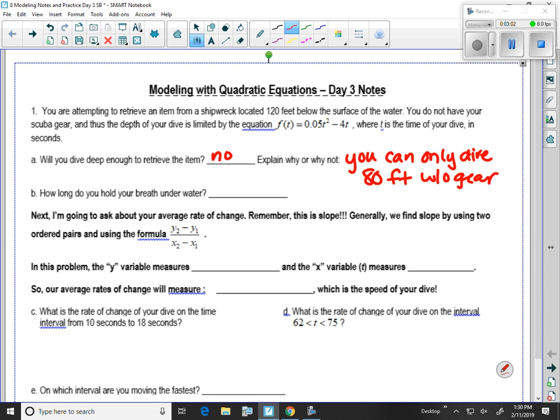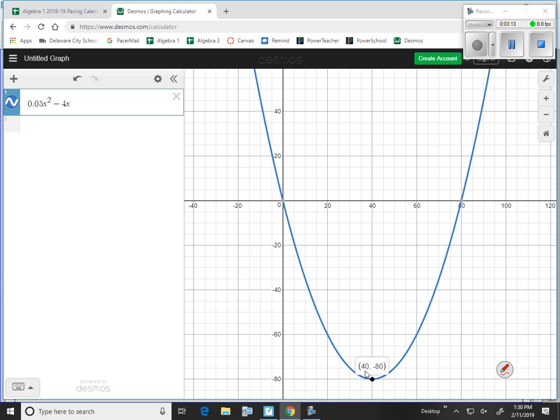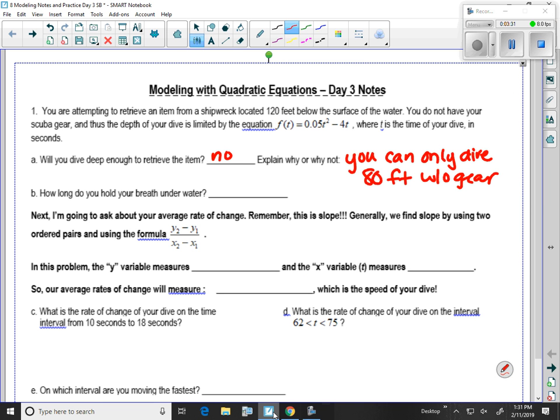How long do you hold your breath underwater? What are we gonna look for to find that answer? Is it 40 seconds? No, it's not 40 seconds. It takes you 40 seconds to get to your lowest point, but it takes you more time to come back up, so it actually takes you 80 seconds. You're not breathing from 0 to 80 seconds. That's a whole minute and 20 seconds. I would not be able to not breathe.